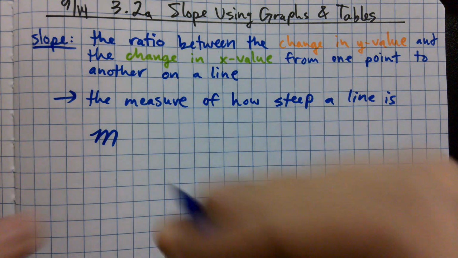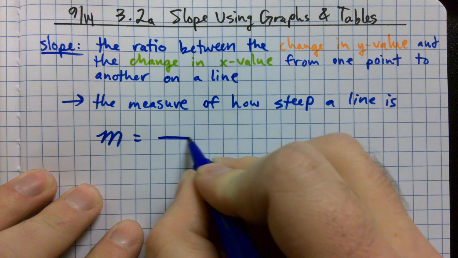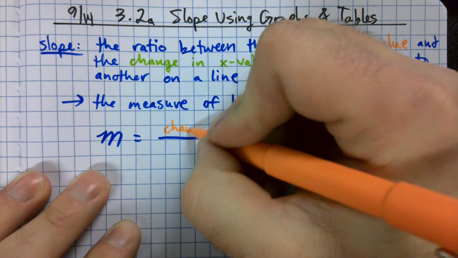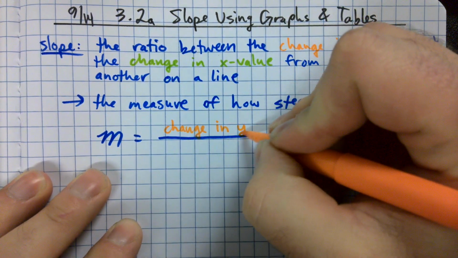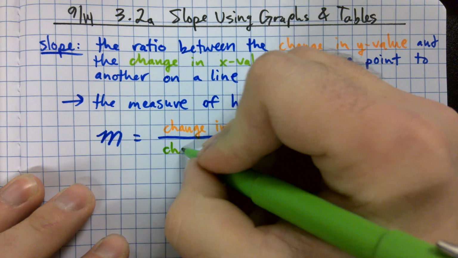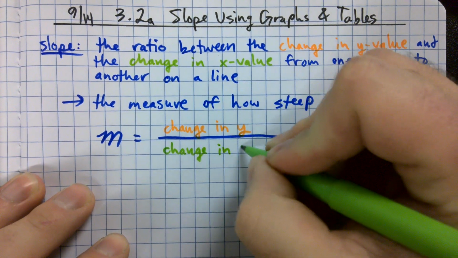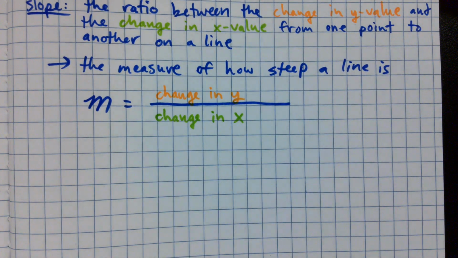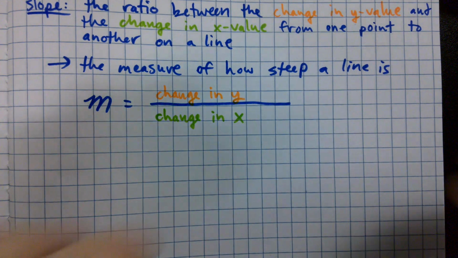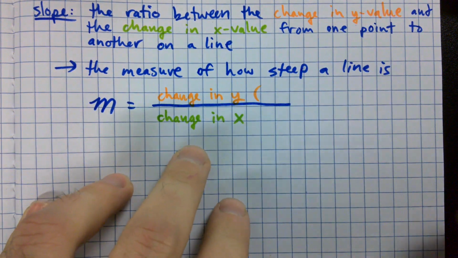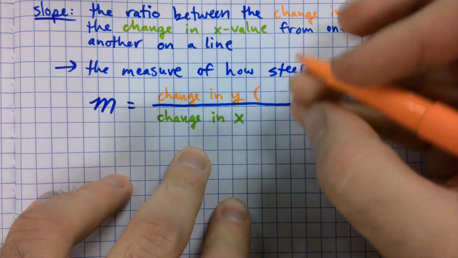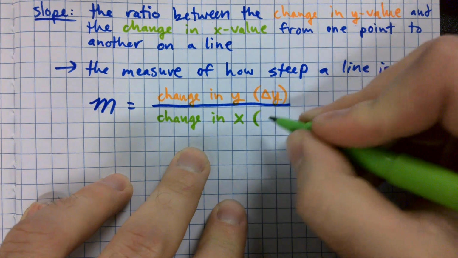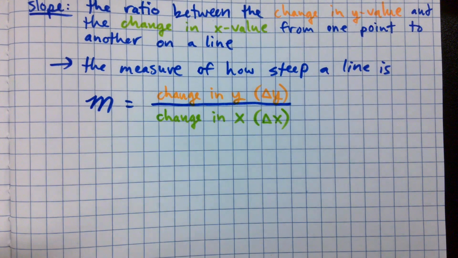So M is going to represent our slope, and M is equal to, we're going to have another ratio, so a long fraction here. The change in y over the change in x. Now change in y, we're going to represent that with this weird little symbol. It's a triangle y. And the change in x is going to be a triangle x.